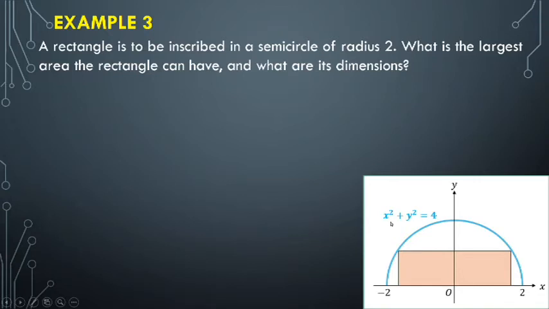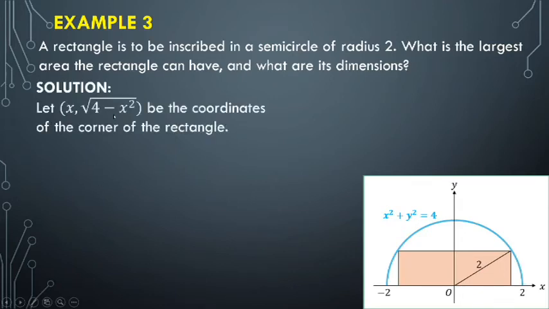The equation for the circle is x squared plus y squared is equal to 4, which is the square of the radius 2. And our radius from the origin up to one of the corners of the rectangle is also 2, since it is the radius. As a solution, let (x, square root of 4 minus x squared) be the coordinates of the corner of the rectangle. The y component of this point is equal to the height. The x goes from 0 to x. So the length of the rectangle is 2x, because it goes from 0 to x and 0 to negative x.